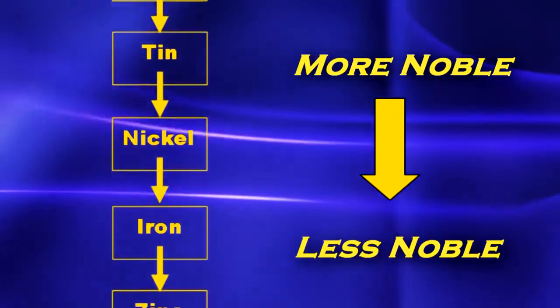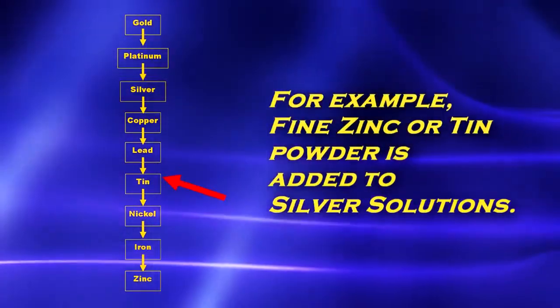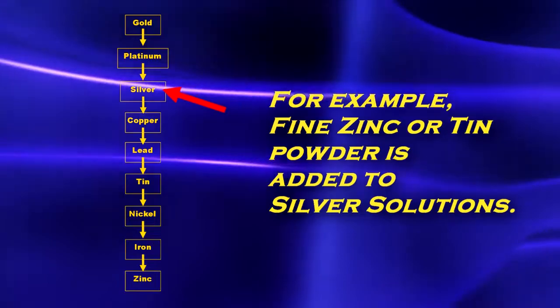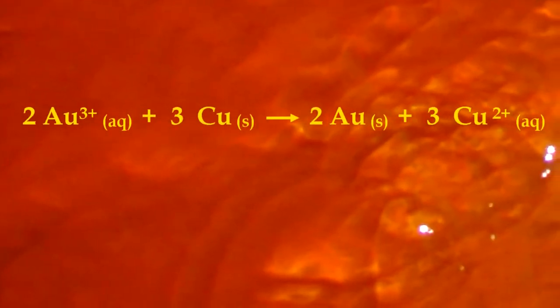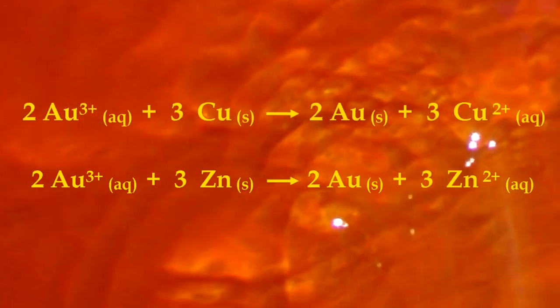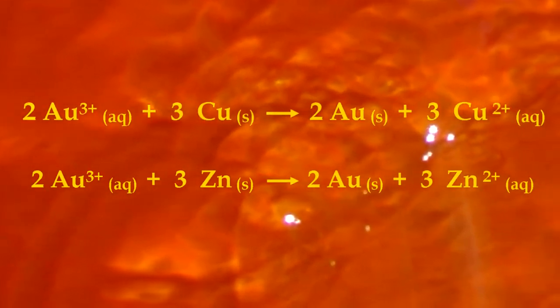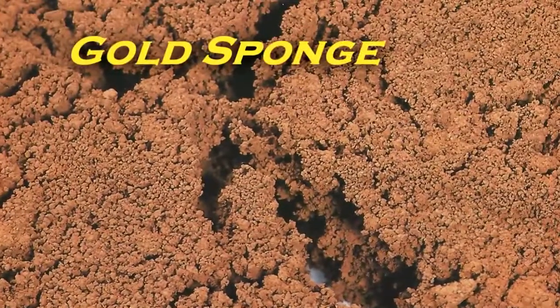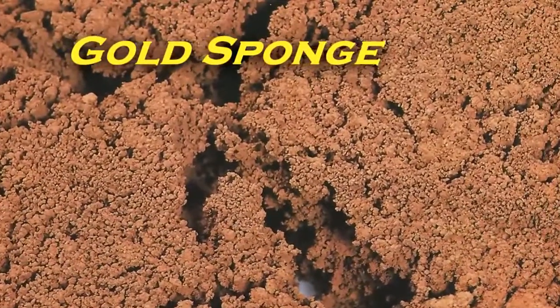The sacrificial metals are mixed into the solution in fine powder form to increase surface area and reaction rates. An example of this galvanic reduction is metallic gold being created from a solution of gold chloride. Either copper or zinc powder can be used to do this. The precipitated fine gold is referred to as gold sponge.